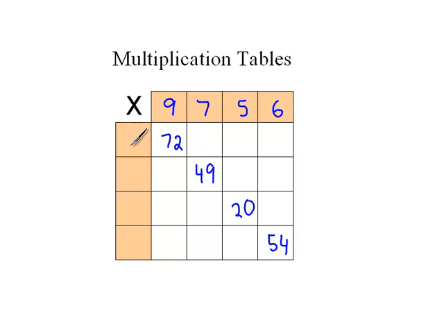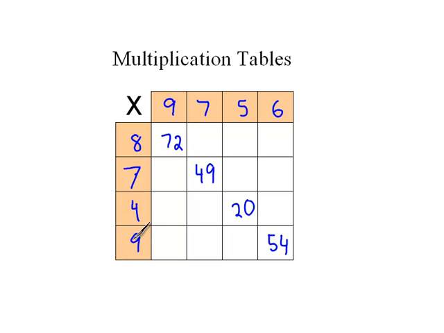Okay, to fill out the table, again, I need to figure out what goes in this box, and I'm going to use division. I'll do 72 divided by 9, which is 8, because 8 times 9 is 72. To get the number in this box, I need to do 49 divided by 7. 7 times 7 is 49. So 49 divided by 7 is 7. I need to figure out what number goes here. 20 divided by 5 is 4, because 4 times 5 is 20. And 54 divided by 6 is 9, because 9 times 6 is 54.